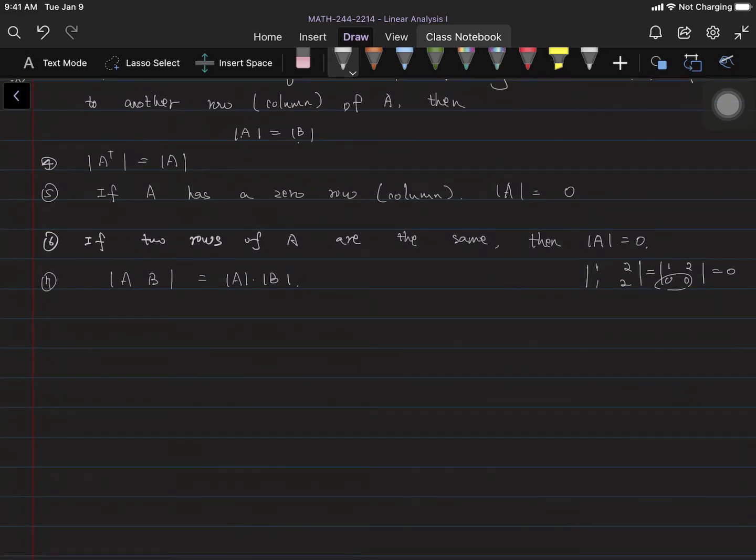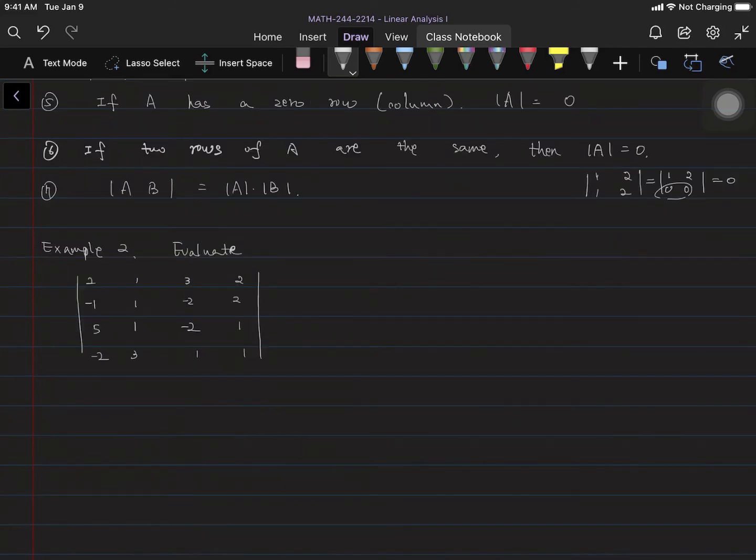Now let's take a look at the second example. We are going to find the determinant of a 4x4 matrix. This is a 4x4 matrix. We can expand this by using any row or any column, but after expanding directly from here, for example, if we choose the first row, we use number 2 times a 3x3 determinant, and then minus 1 times a 3x3 determinant. So we still have a lot of calculation.